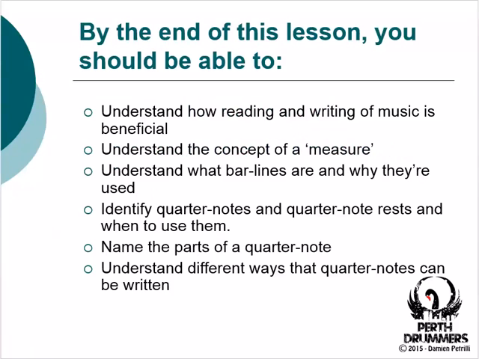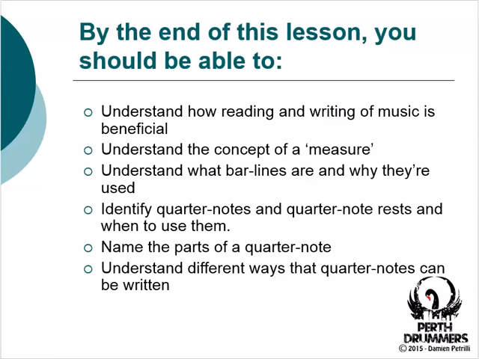Okay. So here are our goals. We should be able to understand, in fact, we should already understand how reading and writing of music is beneficial. We need to understand the concept of a measure. What is it? What's a measure all about? Okay, we're going to learn about what bar lines are, why they're used, where they're used, and how. And then we're going to look into our first type of note, which is a quarter note. We're going to look at what quarter note rests look like and how they compare to quarter notes, when and where they're used. We're going to be able to name the parts of the note and understand the ways that quarter notes can be written and how they will look on a piece of paper when you see it.